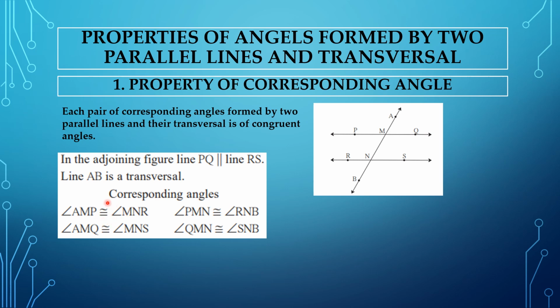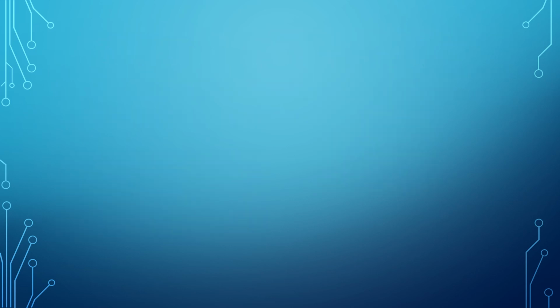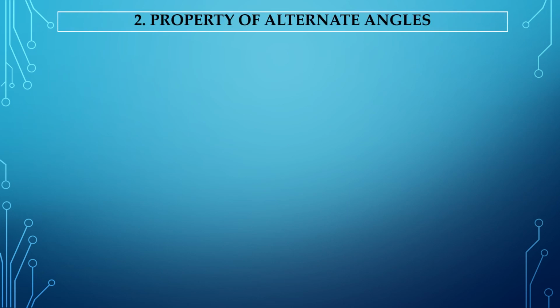Can you see this symbol with the two lines and a curve over it? This is the congruent symbol. So like that, all the corresponding angles are congruent to each other. Now we will move to our next property, the property of alternate angles.